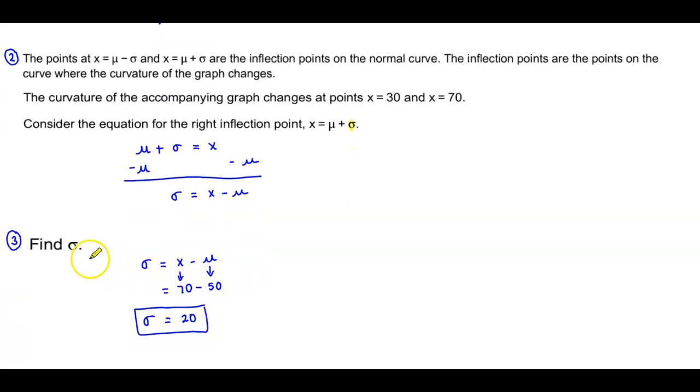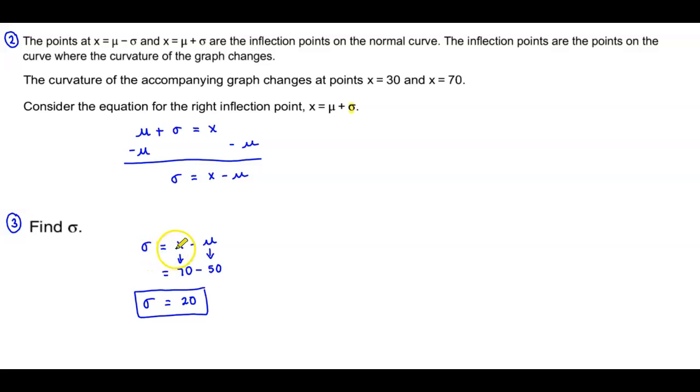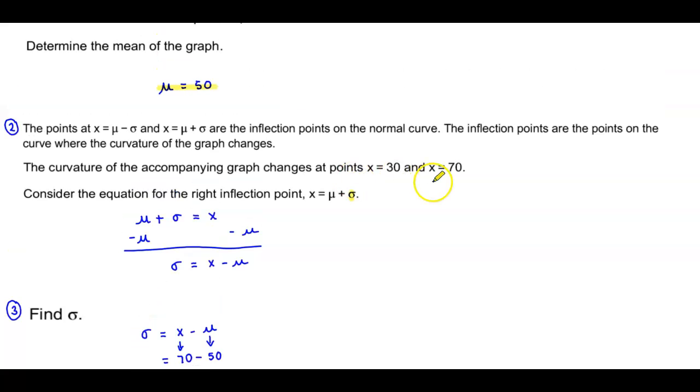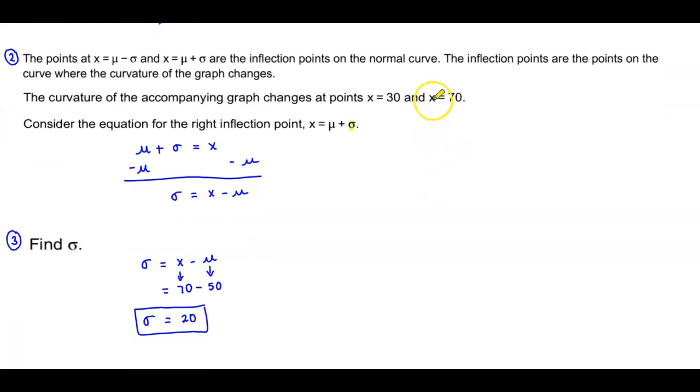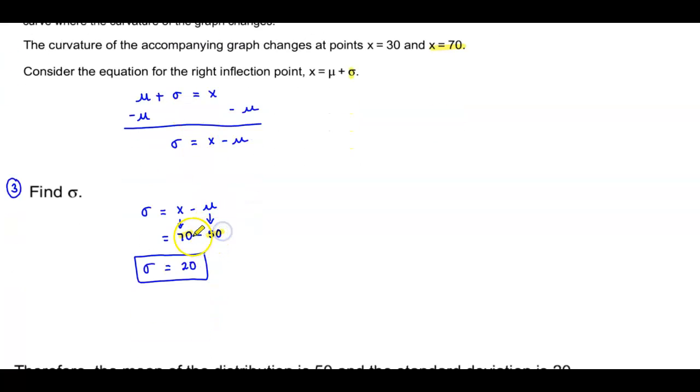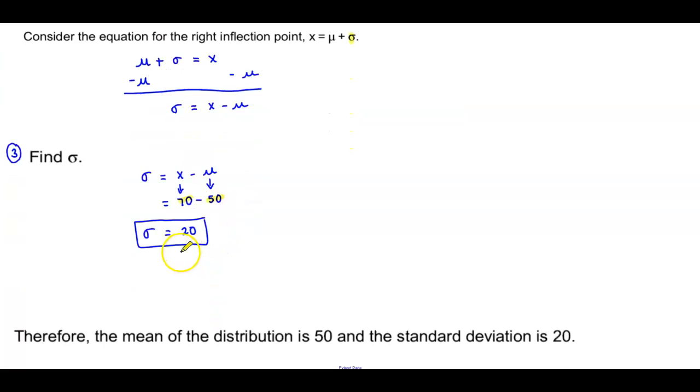To find the standard deviation, we know that x represents one of the inflection points, which is 70. And we know from the beginning part that our mean is 50. So if we take 70 minus 50, the standard deviation is 20. Therefore, the mean of the distribution is 50, and the standard deviation is 20.